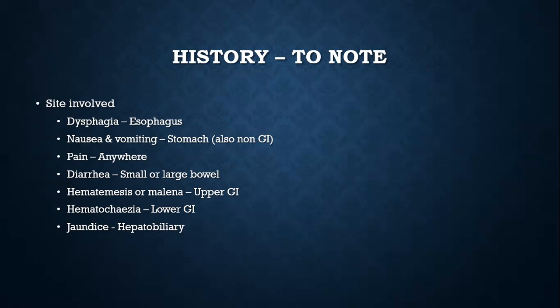Dysphagia, difficulty in swallowing, commonly attributes to the esophagus, which is upper gastrointestinal tract. If the patient complains of nausea and vomiting, it is commonly localized to the stomach, and it can also occur in some non-GI disorders. Pain can be localized to anywhere along the GI tract. Diarrhea can be localized to the small bowel or large bowel. Hematemesis or melena, as we know, is an upper GI symptom. Hematochezia is bleeding from the lower GI, that is after the ligament of Treitz. Jaundice is a hepatobiliary syndrome. So based on the complaint, we can localize what may be the site probably involved.